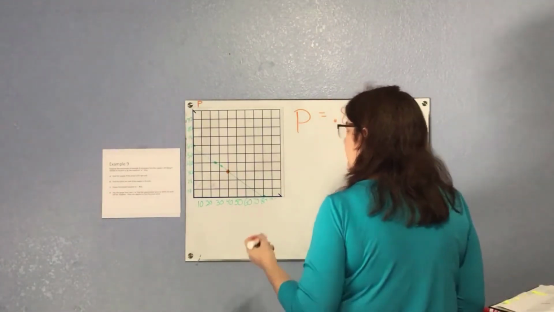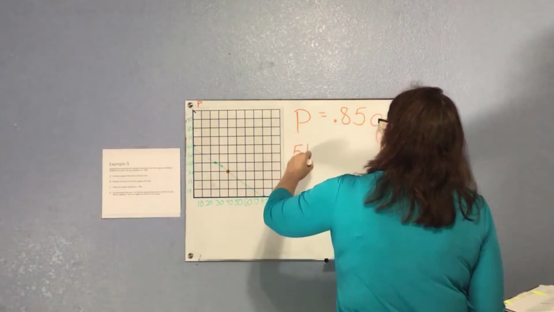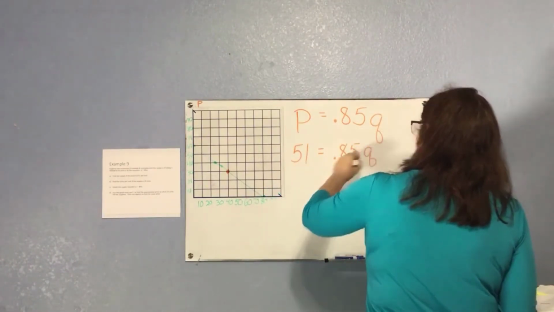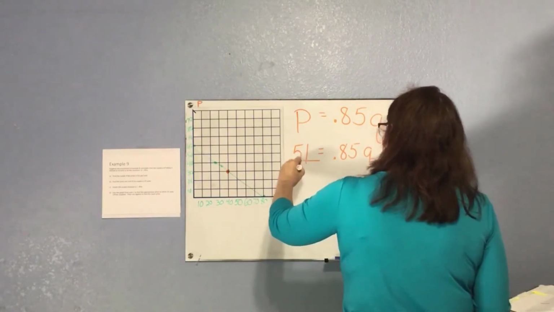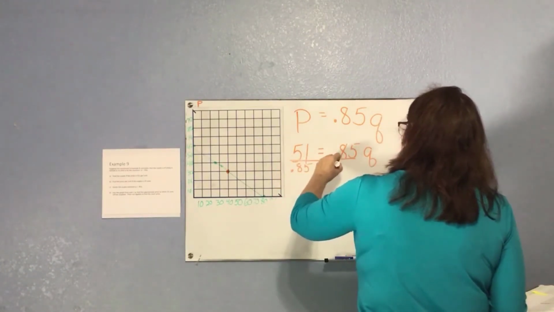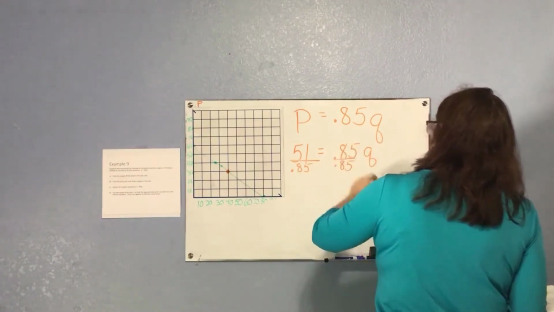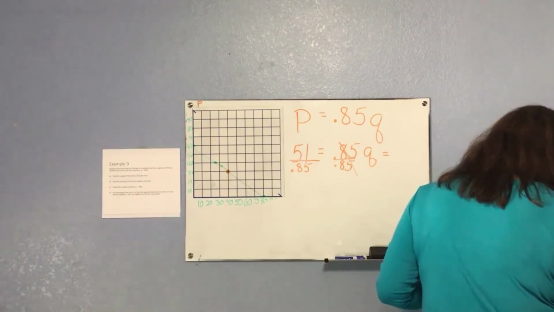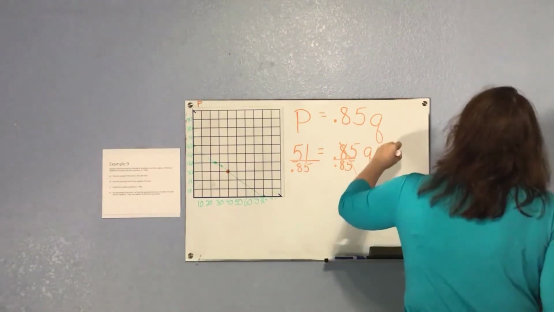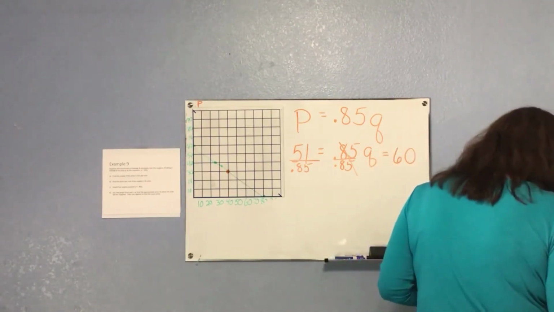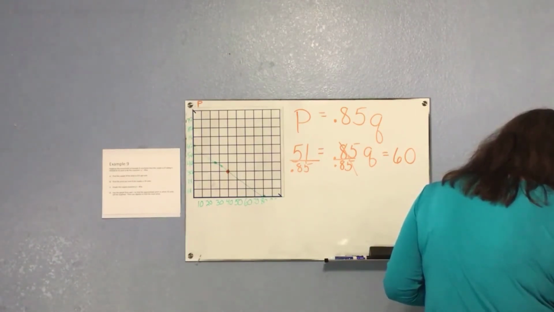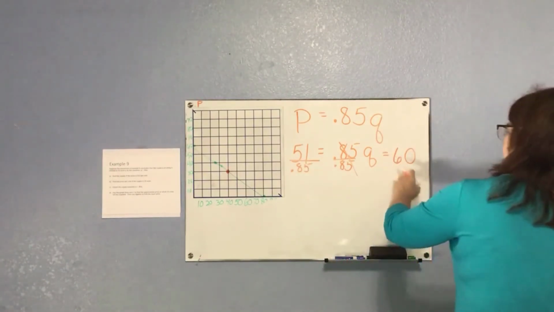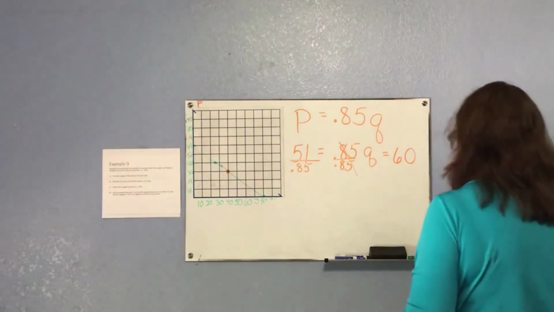So again, we can just put in 51 here equals 0.85 Q, and then divide by the 0.85. And we find that Q is equal to 60. So if the price is $51 per unit, the quantity supplied would be 60 units.